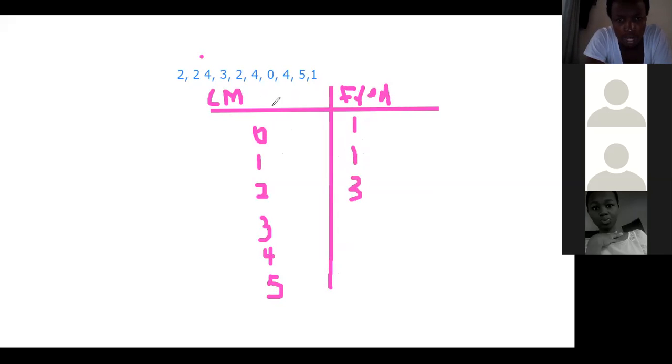How many people had 3? 3 is 1. How many people had 4? 3. How many people had 5? I think 1. So this one is a typical example of an ungrouped frequency.